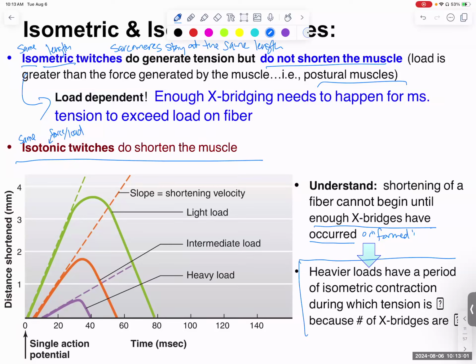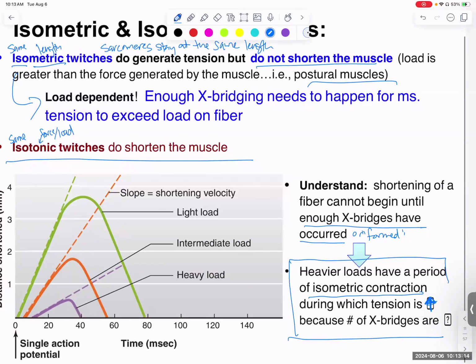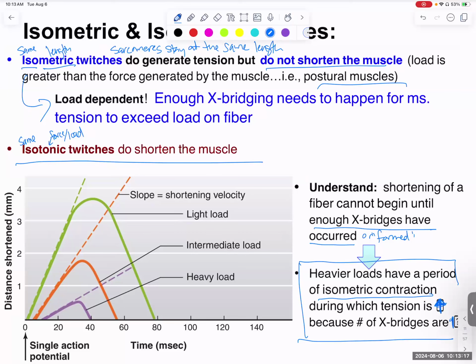And that's why heavier loads have a longer period of time, because there's a longer period of isometric contraction where you're building up tension, you're building up the number of cross bridges in order to actually move the load. We have to keep forming cross bridges until we can actually move that load. So it's showing you a single action potential. If it's a light load, it's going to take a little bit of time to form cross bridges, right? So enough cross bridges formed.